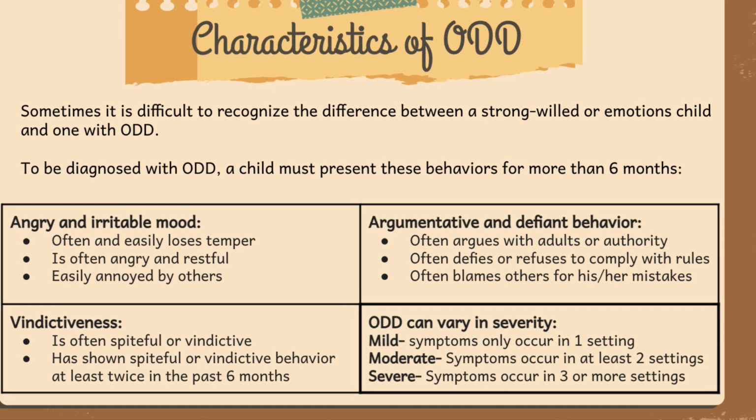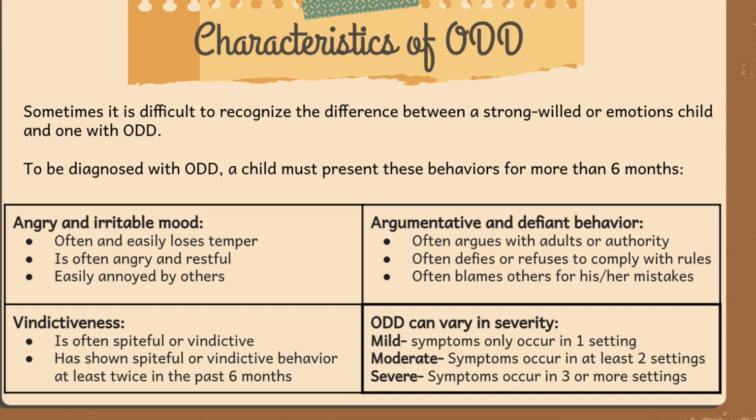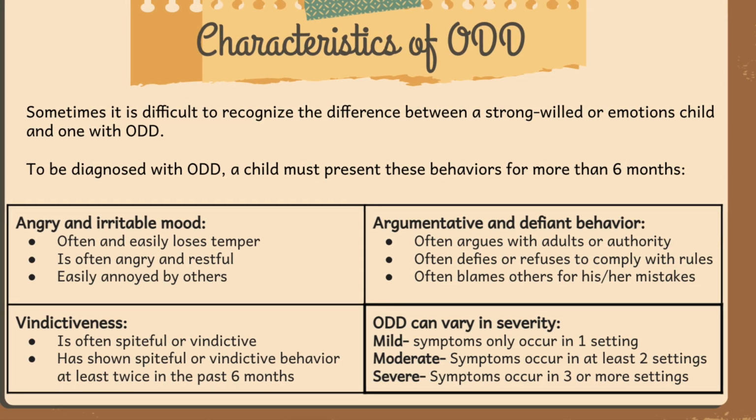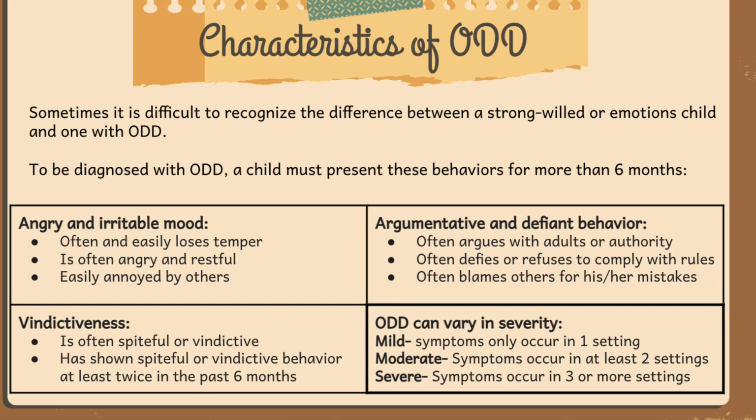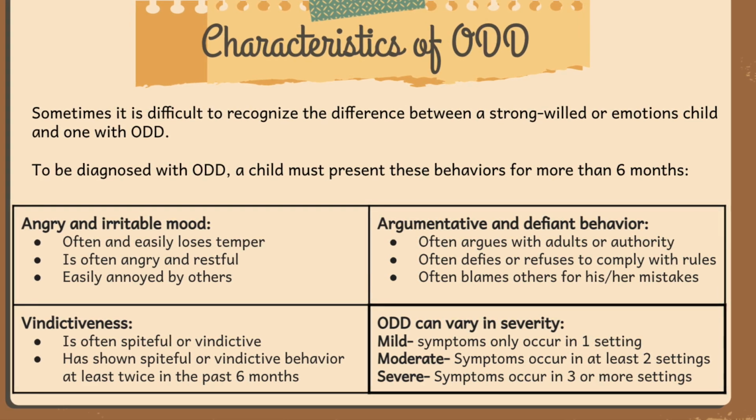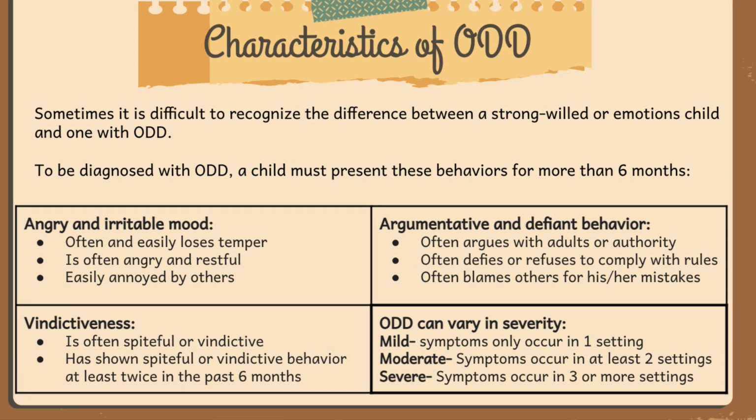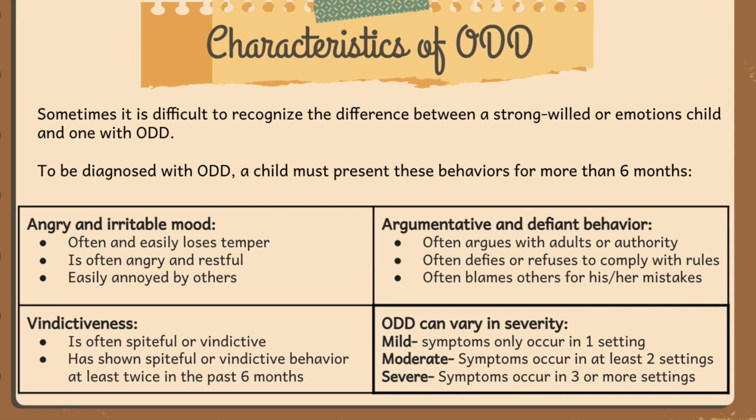Children with ODD often and easily lose their temper. They're easily annoyed by others. They are spiteful. They often argue with adults. They often show defiant behaviors, and they often blame others for their mistakes.